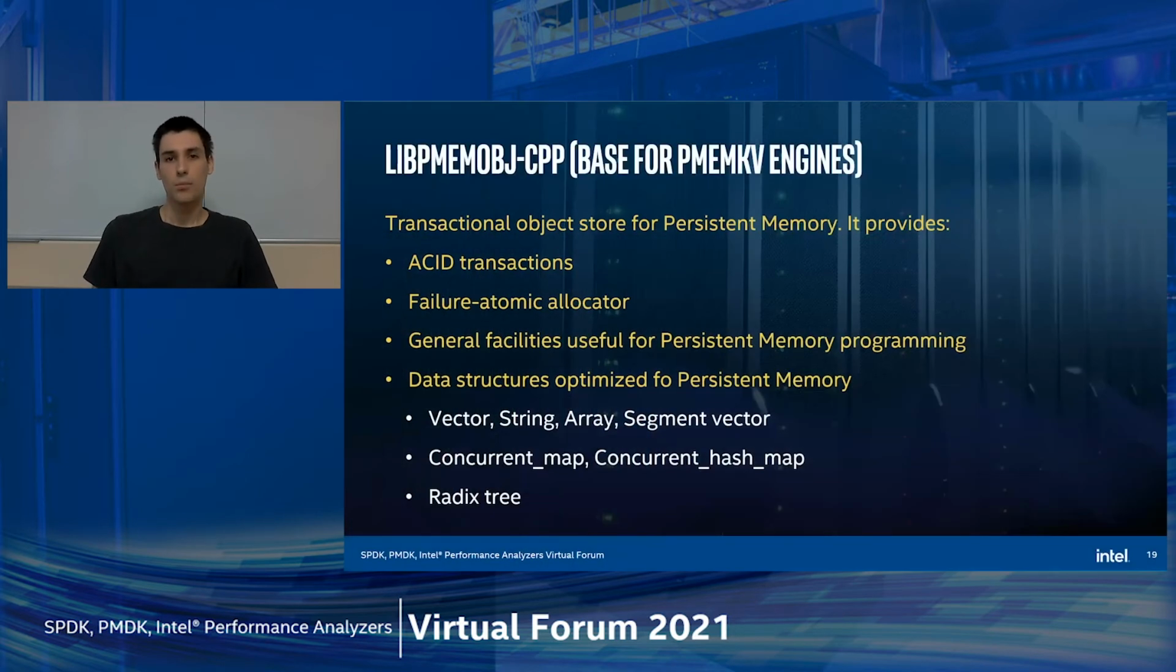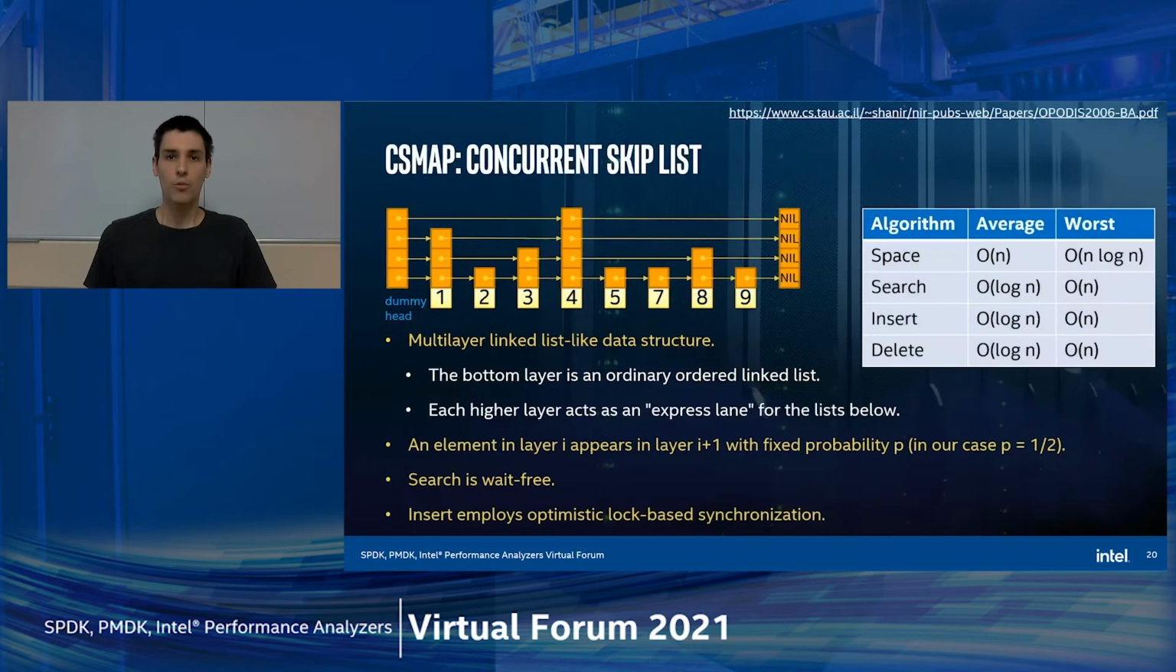Most of the engines in pmemkv are based on libpmemobj. This library provides a transactional object store for PMEM and also offers several persistent memory optimized data structures. A lot of the engines are using those data structures underneath. Some of them are listed on this slide. You can see vector, string, array, segment vector, radix tree, which is actually a std::map compatible container, and also concurrent map and concurrent hash map. I will start the overview of pmemkv engines with the CSMAP.